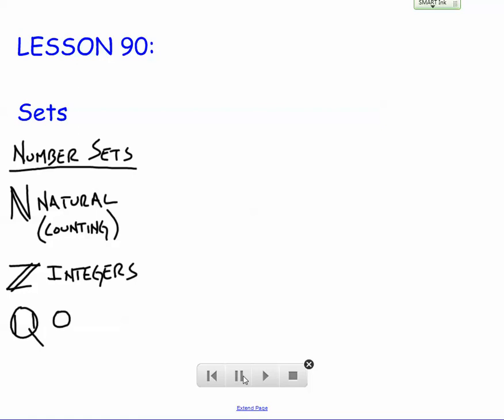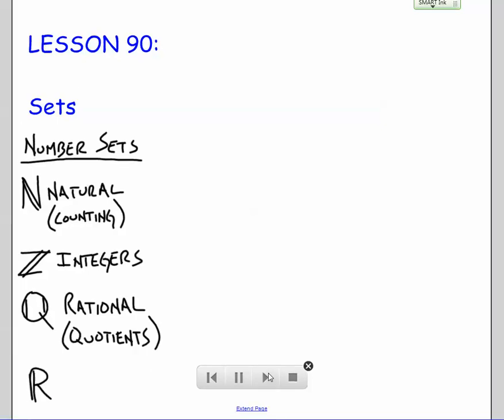How about this Q with two kind of little extra lines there? Those are called the rational numbers. There's a reason we use a Q. It's because all rational numbers can be written as fractions or quotients. So that's the symbol for rational numbers. And one more. We got this funky looking R here. And that is for the real numbers. Real numbers are any numbers that you can point to on a number line. So just thought I'd throw those symbols at you.